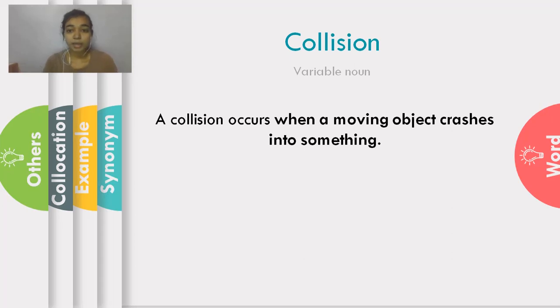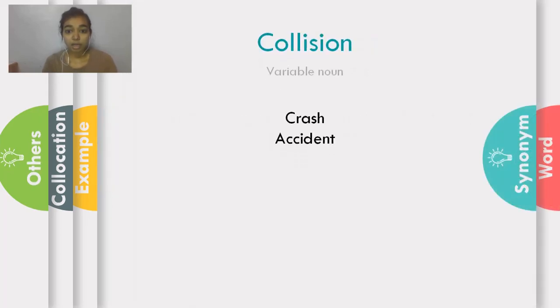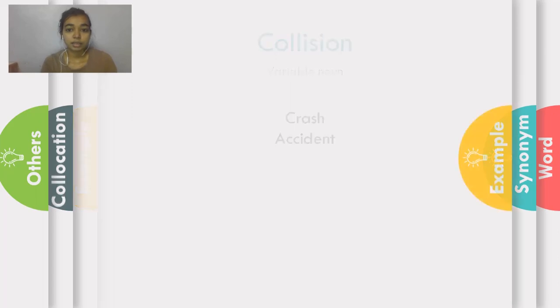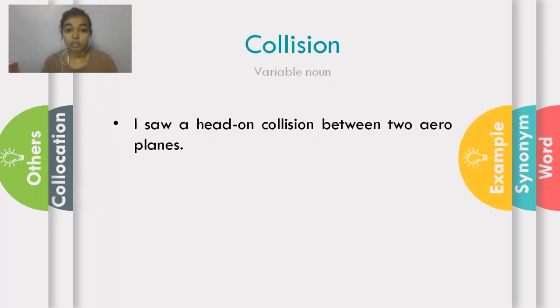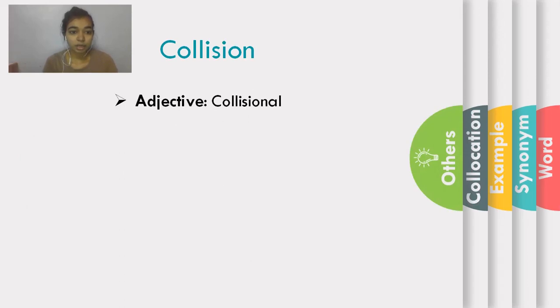You have heard this word many times during chemistry, like the collision of the particle, something like that. Let's go for the synonyms: crash and accident. The example could be: I saw a head-on collision between 2 aeroplanes. Let's go for the collocations: collision with something, collision course, collision between something, head-on collision. And the grammar part, the adjective is collisional.